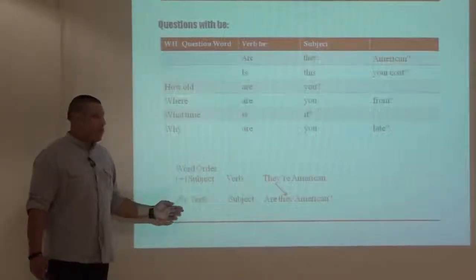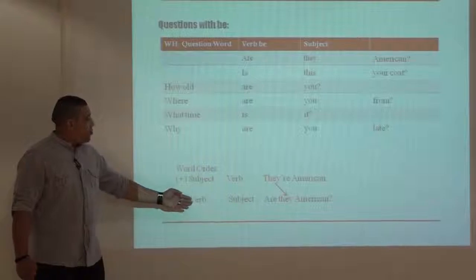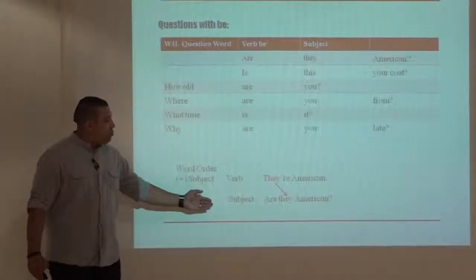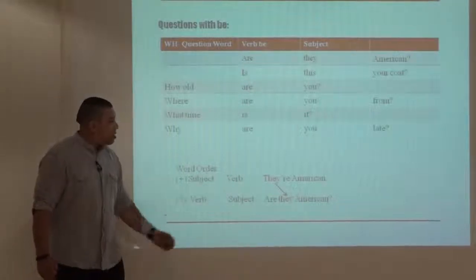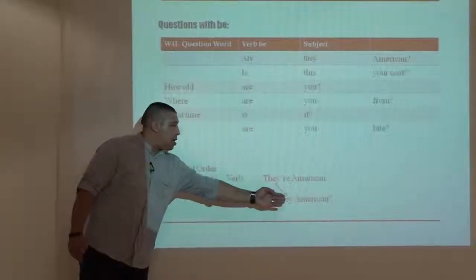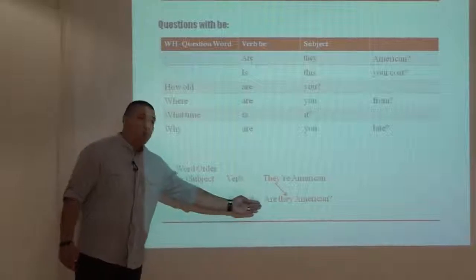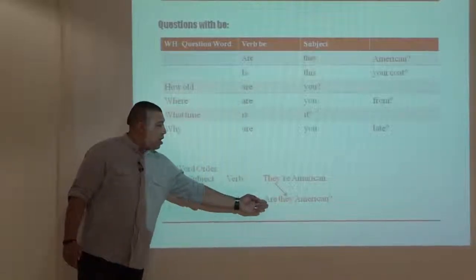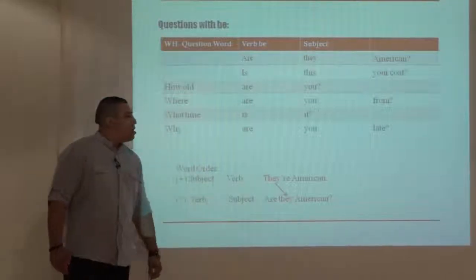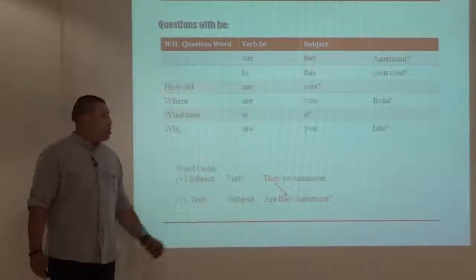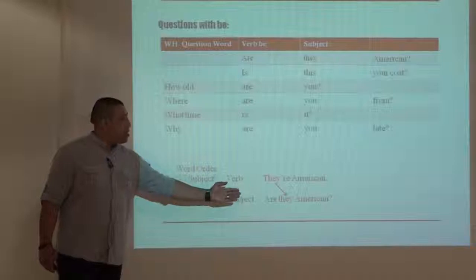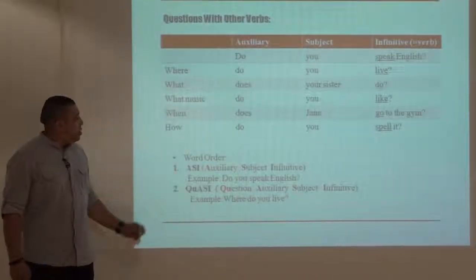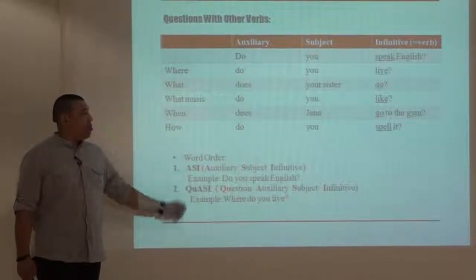In an interrogative form, we use the verb, am, is, are first, followed by the subject. For example, are they American? So that's a typical yes, no question. Are they American? Yes, they are. Or if the answer is negative, no, they aren't. As we have two types of word order.